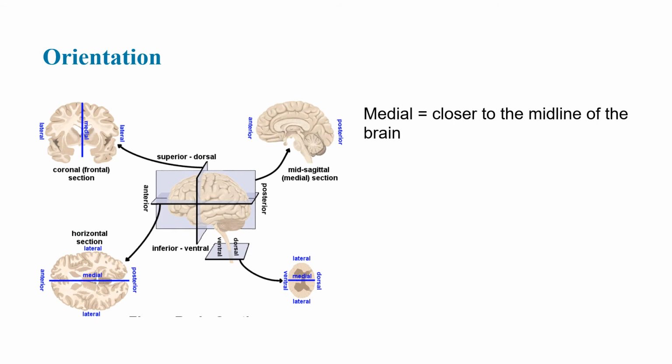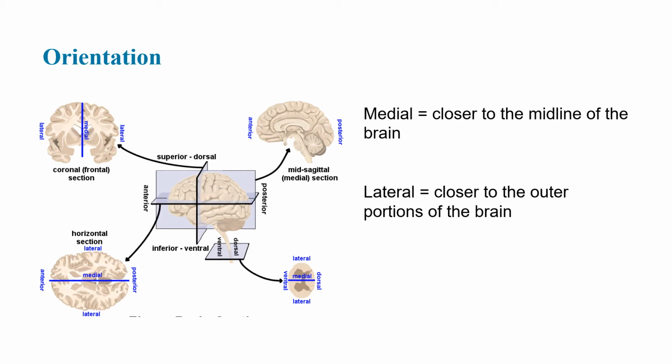Relating to those, you have some other orientation features. First is if something is medial, that means it's closer to the middle or the midline of the brain. The closer you get to the middle of the brain, the more medial something is. Versus lateral is the closer to the outer portions of the brain. And so if something is said to be medial, it's closer to the brain than the portion of it that's lateral.